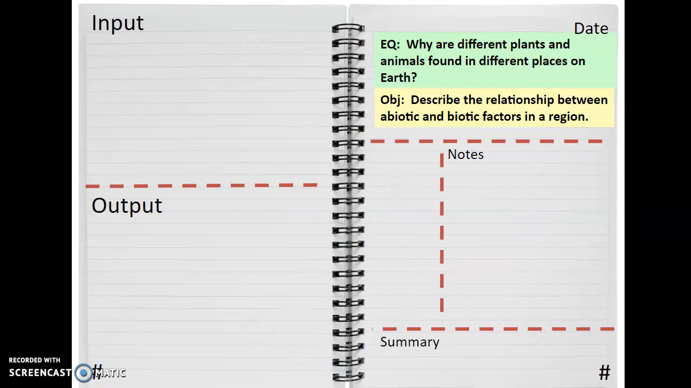So now we're going to go on to the next part of our lesson. I want you to be able to describe the relationship between abiotic and biotic factors in a region. So remember, I want you to describe the relationship between non-living factors and living factors in a region. We're going to ask ourselves, why are different plants and animals found in different places on Earth?